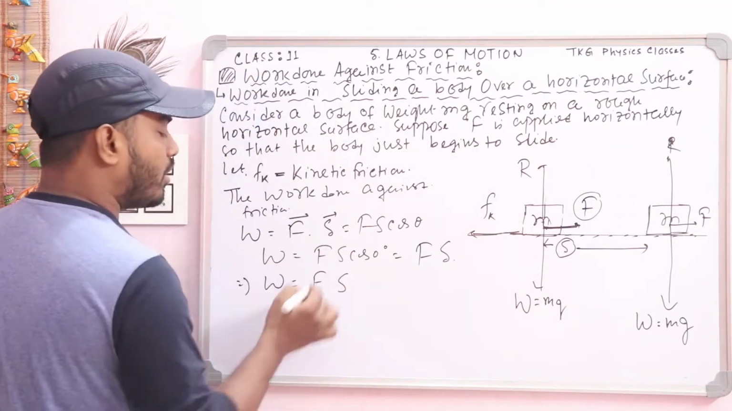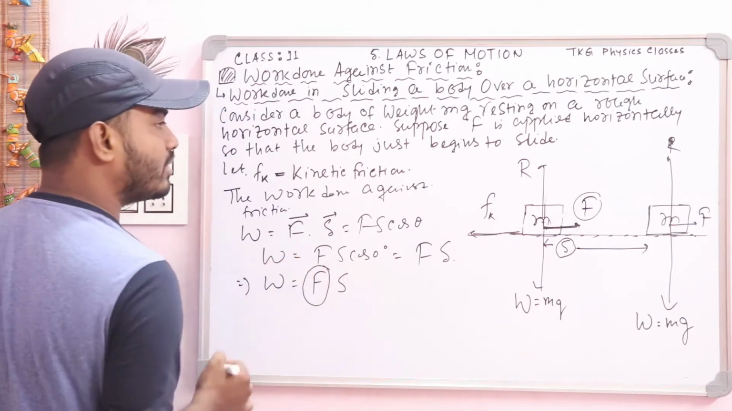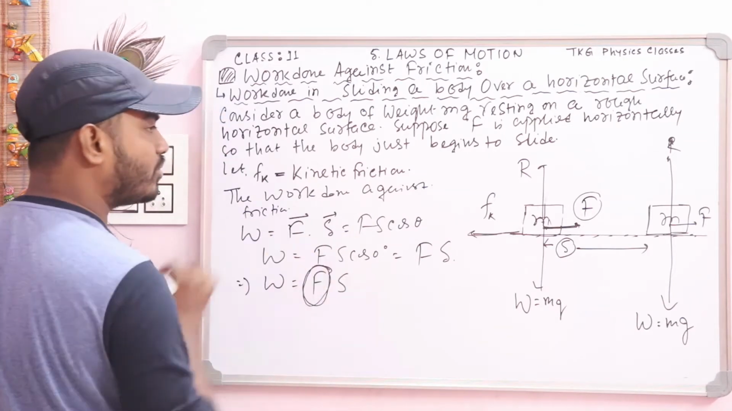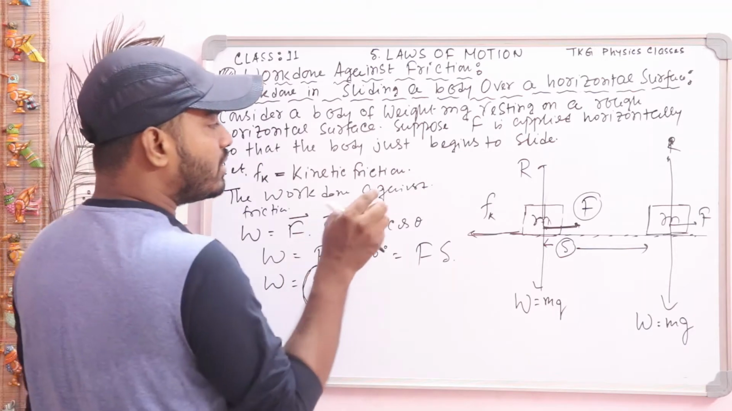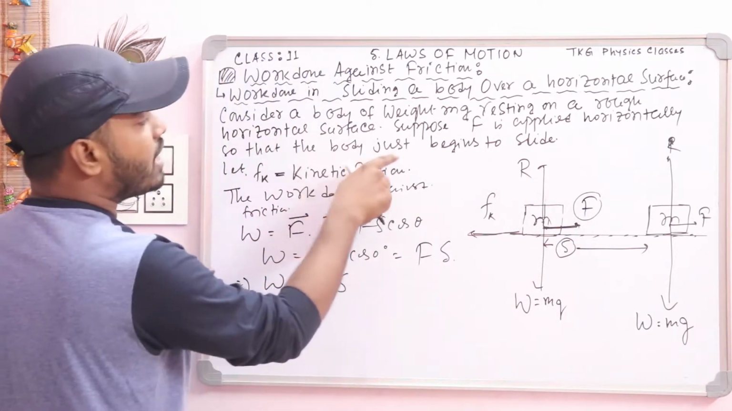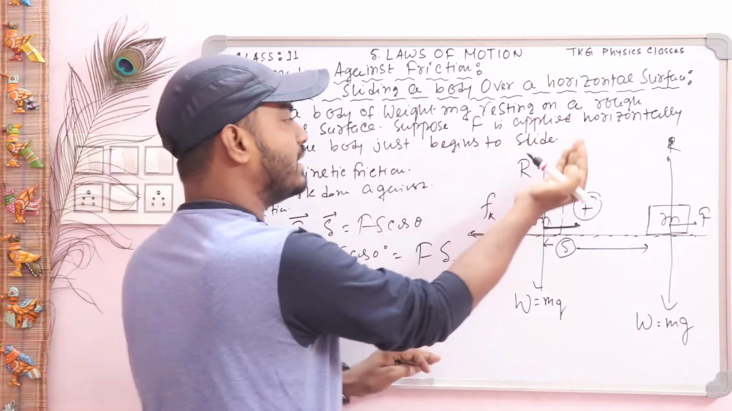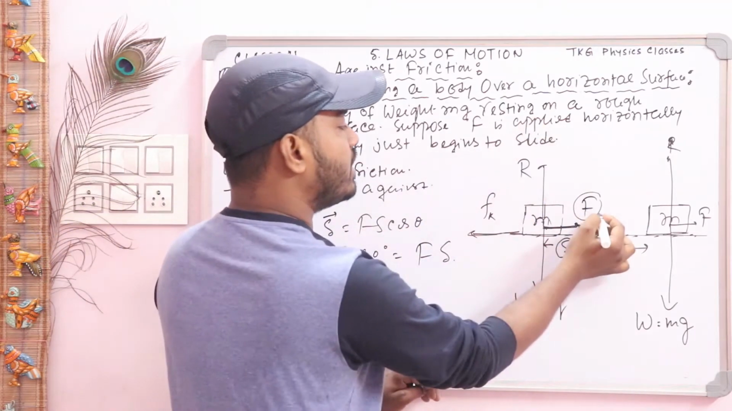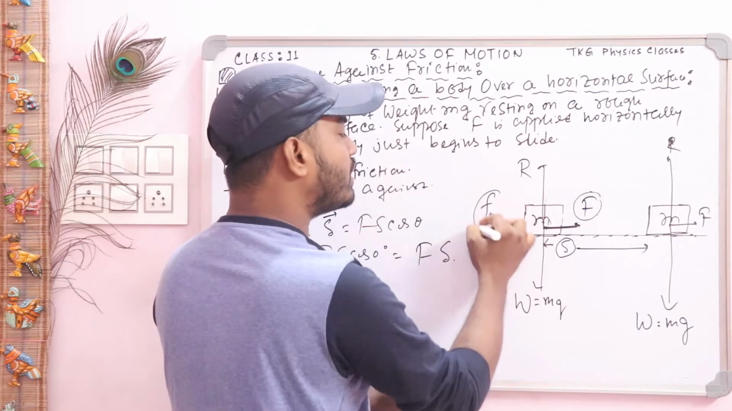Now the question is, this F is the applied force which is just applied on the body for the body to just begin to slide, and in that condition this force is balanced with this one.